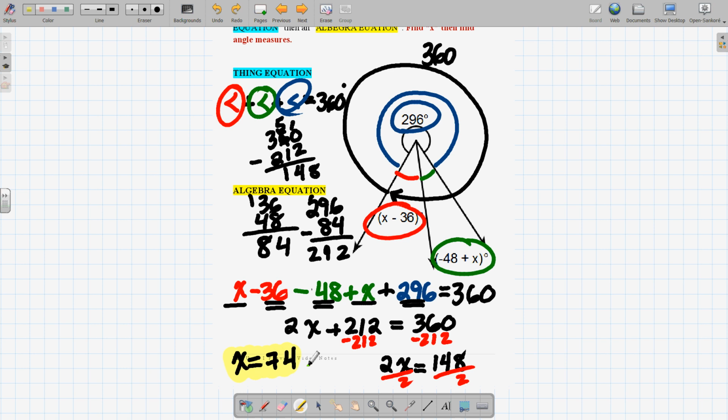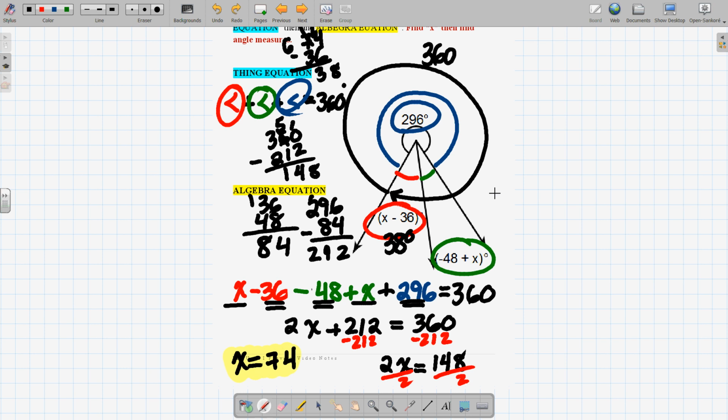Things before algebra, circle, plug, chug. Now we're going to go ahead and plug this in. So I have 74 minus 36. So in the margin, 74 minus 36. No, I don't want you using a calculator there for two-digit subtraction. Welcome to third grade math. So if we put a 74 there, you're going to end up with 38 degrees.